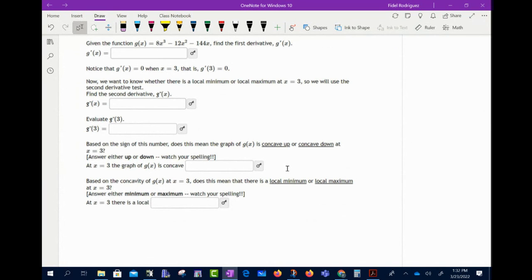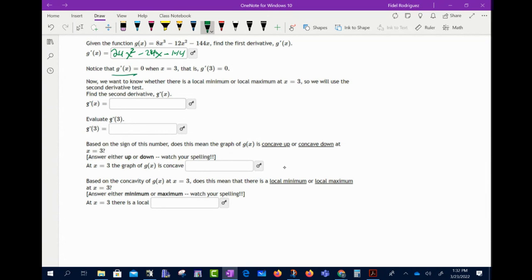We did that one. We should be able to do this one the same way. Okay, let's find our first derivative. Let's do this in pieces. All right, y'all. What's the derivative of 8x to the third? Excellent. The derivative of a minus 12x squared? Negative 24x. And the derivative of a minus 144x is a, there we go.